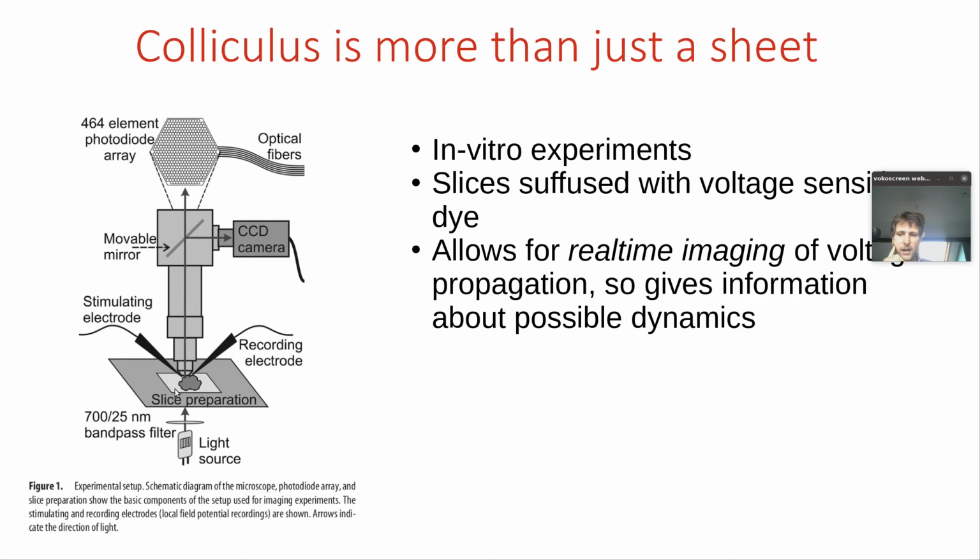So they've taken slices of colliculus, and then they put them under a microscope. They put a stimulating electrode in so that they can put a pulse of current into the preparation. They've got a recording electrode to record the response in some other region, somewhat distal from the stimulation. But they've also put a dye on the tissue, and that dye is voltage sensitive.